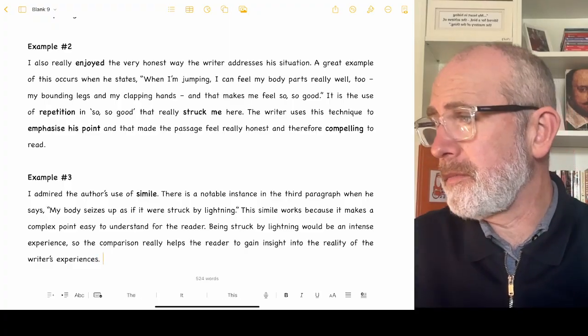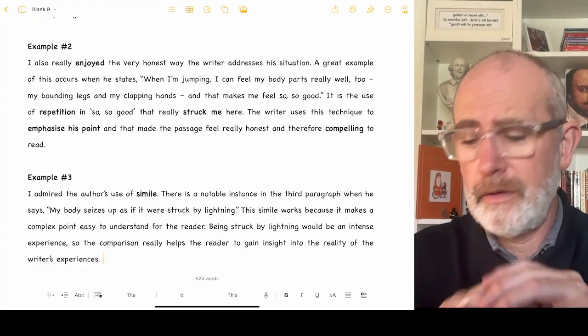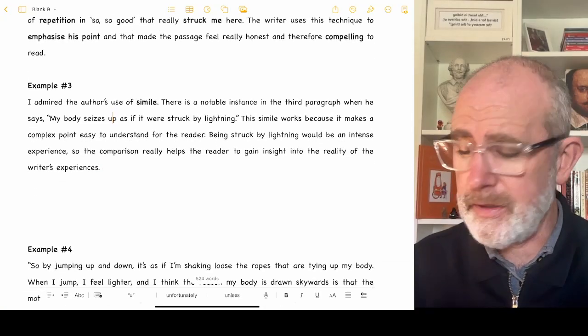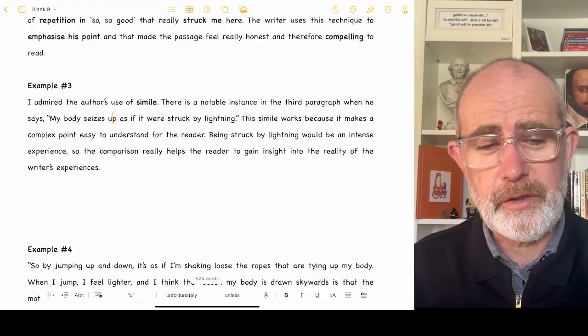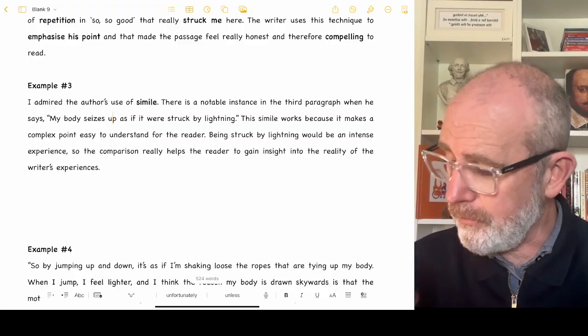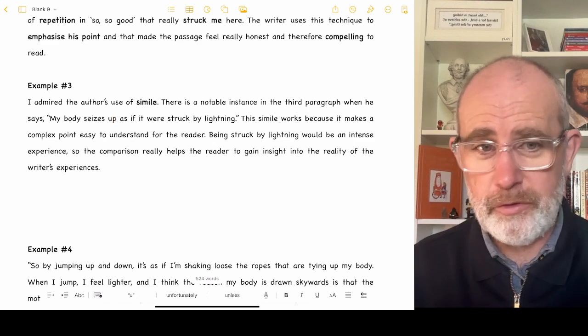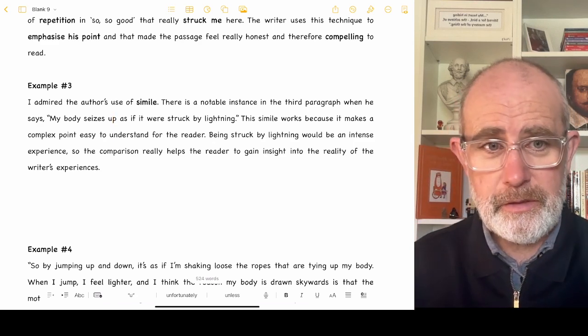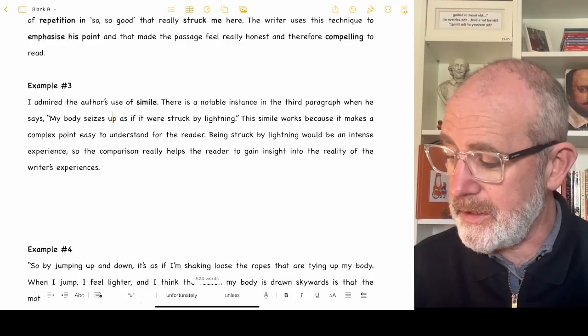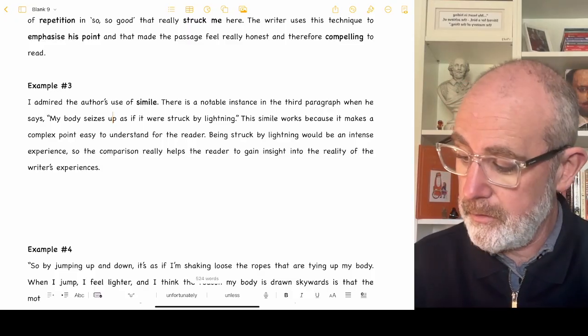I think that's decent. I'm just improvising. You can tell me it's bad if you want to. Again, I'm trying to follow my Rice rules. I've got a topic sentence which is relevant. I admire the writer's use of simile. That's part of use of language. There's a notable instance in the third paragraph when he says, "My body seizes up as if it were struck by lightning." So there's a really, really good example. You've integrated it. This simile works because it makes a complex point easy to understand for the reader, right?